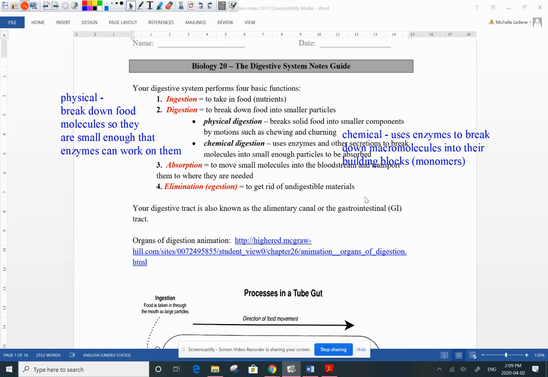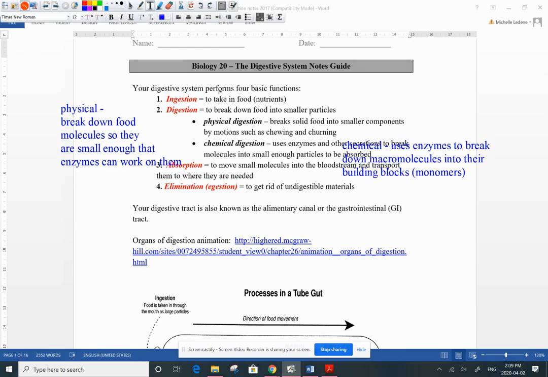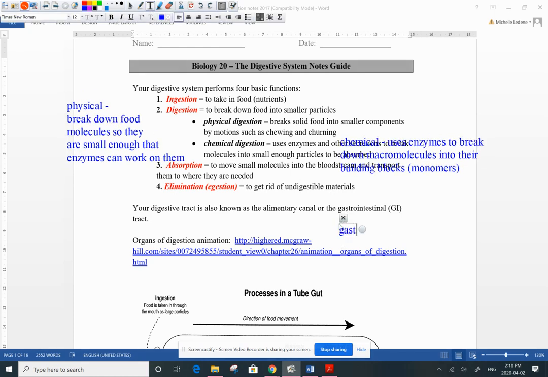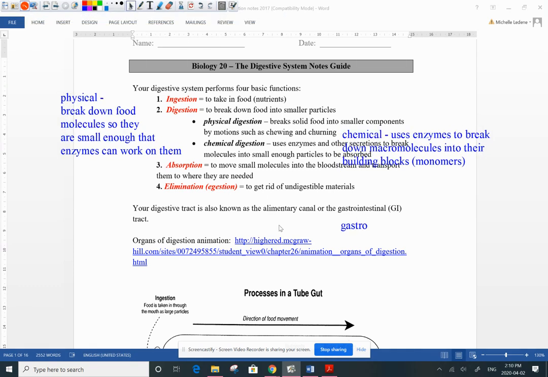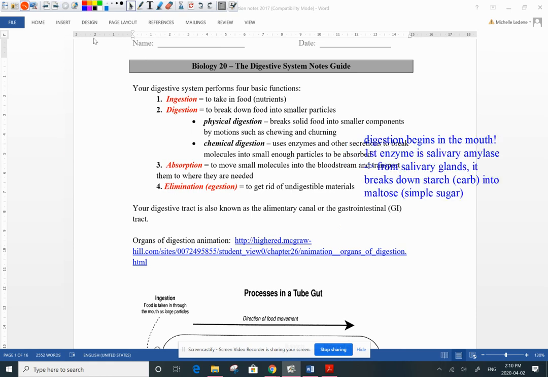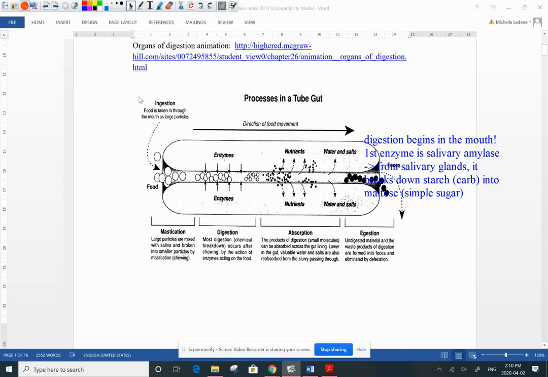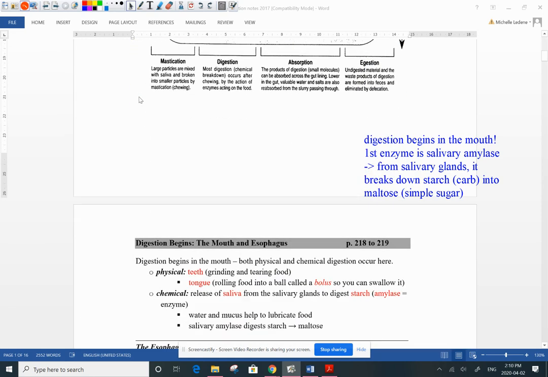So you might even see some old school names for the digestive system, the GI or gastrointestinal. Every time you see the word gastro, that means stomach. And intestinal, obviously, that's your intestines. And an even older name is the alimentary canal, right? It's this tube that just goes through your entire body. Okay, so this just shows these different processes.